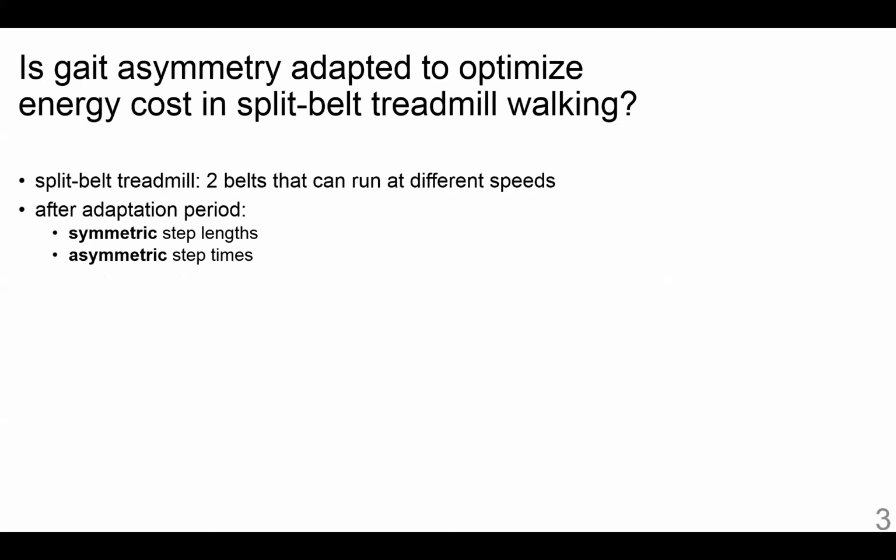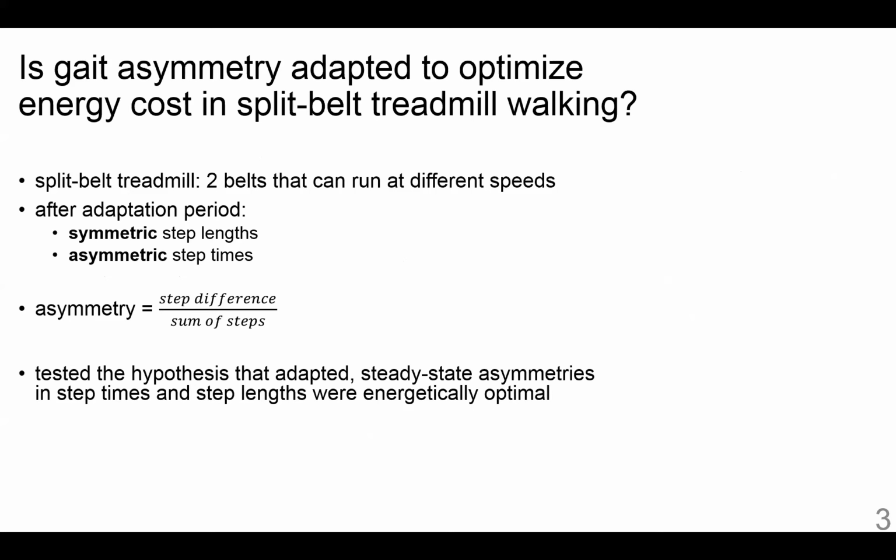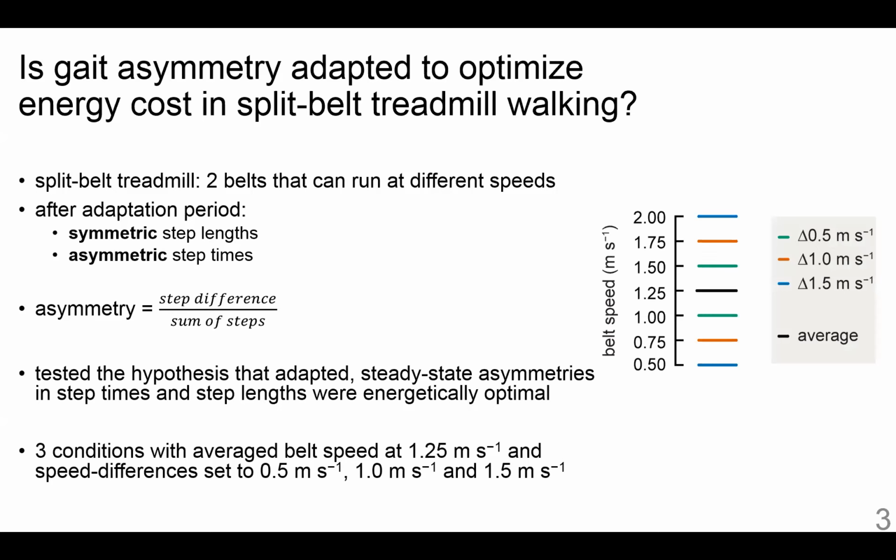And we wanted to test this idea using a split belt treadmill that has two belts that can run at different speeds. After an initial adaptation period, step lengths become symmetric or about symmetric, while step times become asymmetric. Asymmetry is here calculated as the ratio between the difference of the two steps divided by their sum. And we tested the hypothesis that the adapted steady state asymmetries in step times and step lengths were energetically optimal. We did that across 3 conditions that all had an average belt speed set to 1.25 meters per second, and with increasing speed differences set to 0.5, 1, and 1.5 meters per second.